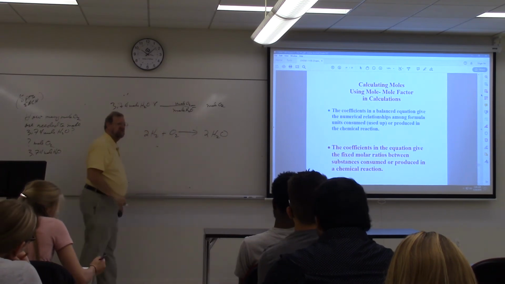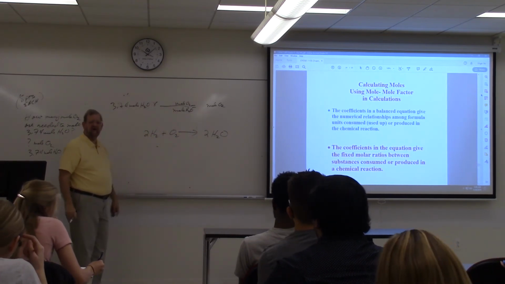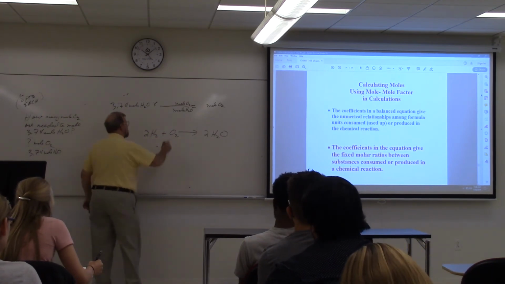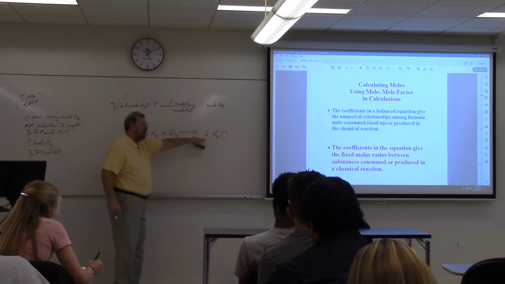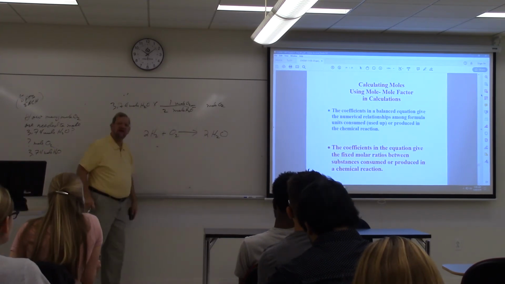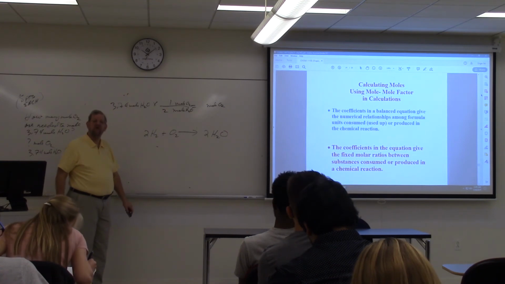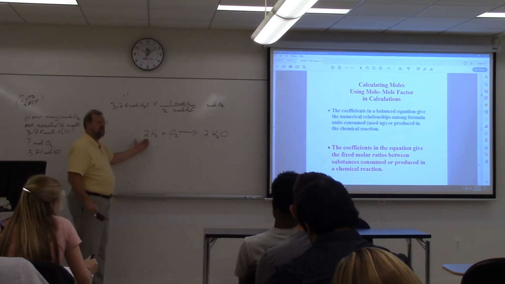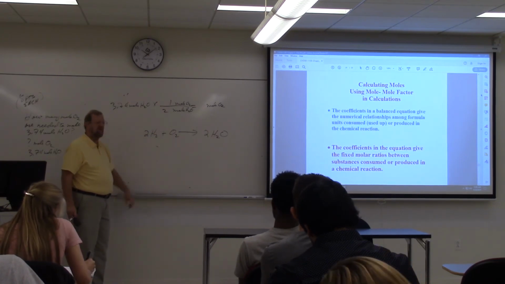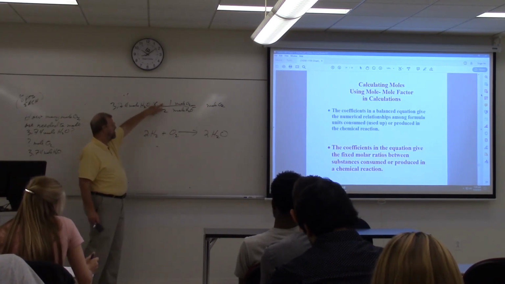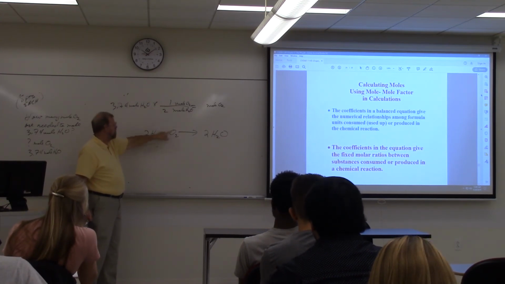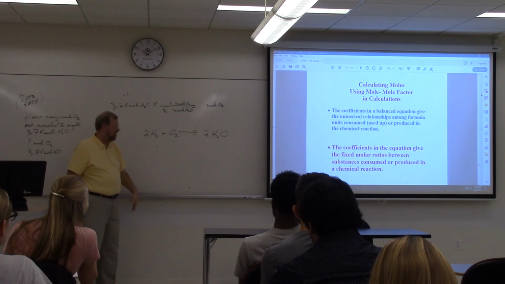Where do I get those numbers? From a balanced chemical equation. 1 mole of oxygen makes 2 moles of water. Everybody see where I get that? The coefficients tell you molar amounts. What this really means is 2 moles of hydrogen and 1 mole of oxygen make 2 moles of water. So if I want the ratio of moles of oxygen to moles of water, this is 1 mole. When there's no number, it's 1.